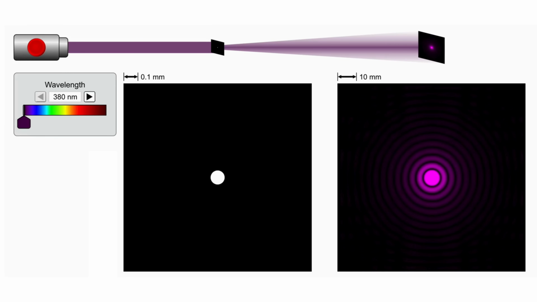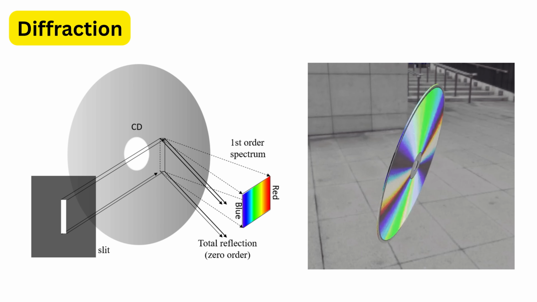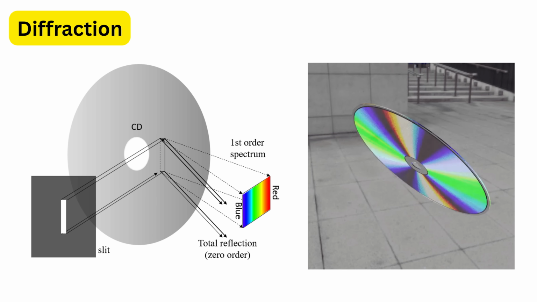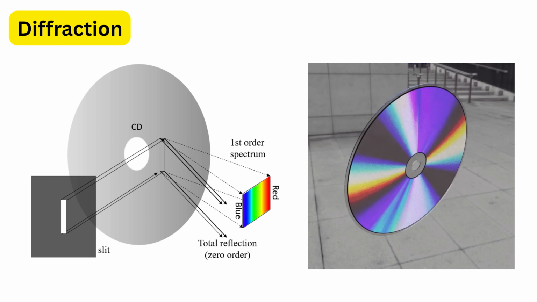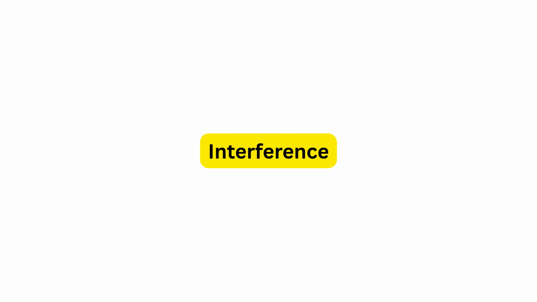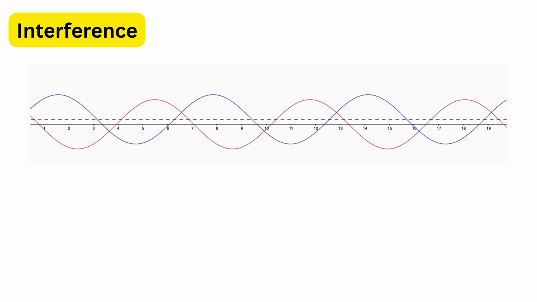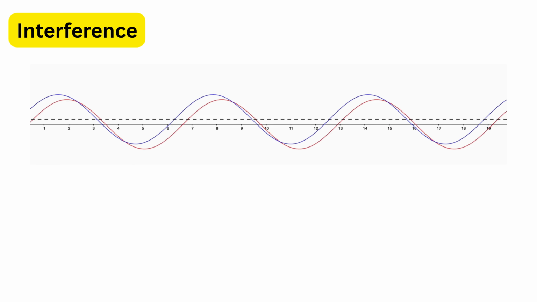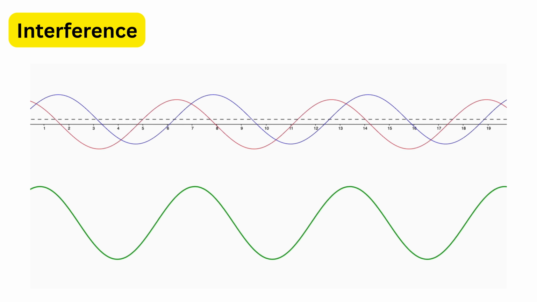The extent of diffraction depends on the wavelength of the wave and the size of the opening. We see the effect clearly only when light passes through tiny slits, like on the edges of a CD that shows colorful patterns. Interference. Interference happens when two or more waves meet and combine with each other.